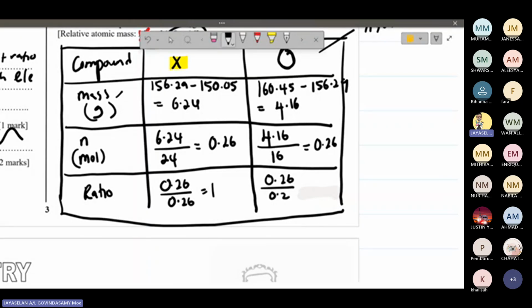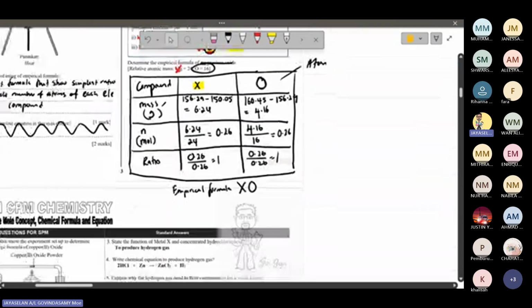0.26 divided by 0.26, you will get 1. Then you put your empirical formula. Okay, x1 O1. Any question? So you guys already score full mark for this question. Then you go to the next question. Any question? Tak ada soalan. Okay, I go for the next question.